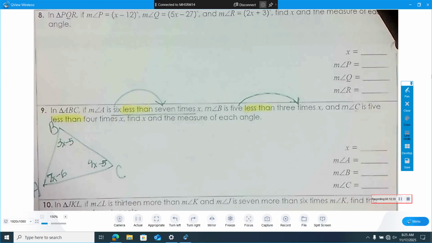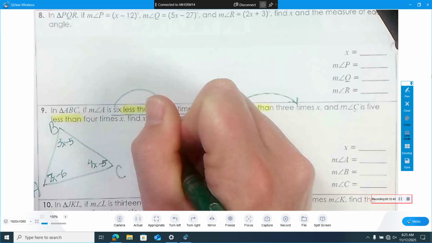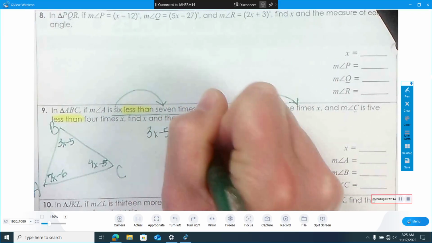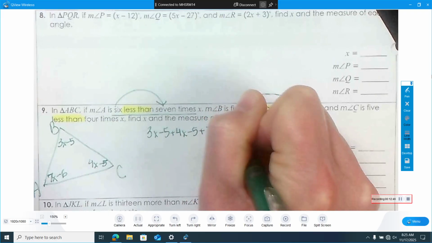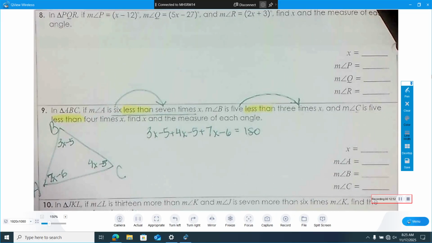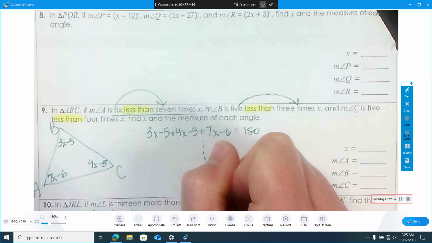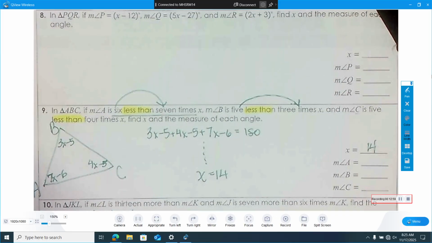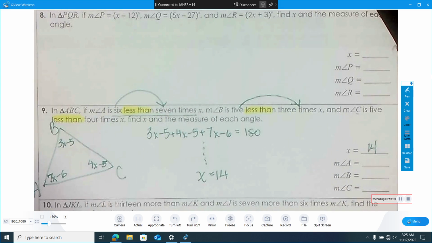All right, so what's our setup equation here? Yeah, 3x minus 5 plus 4x minus 5 plus 7x minus 6 should all equal 180 degrees. And then if we went to solve for x, we get x equals 14. And then what do we have to do to figure out everything else? Plug it in. Plug it in. So I trust that you can do that.